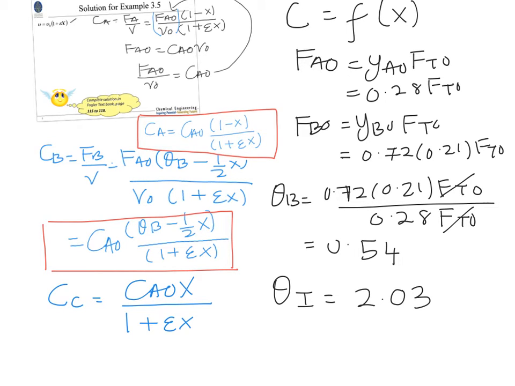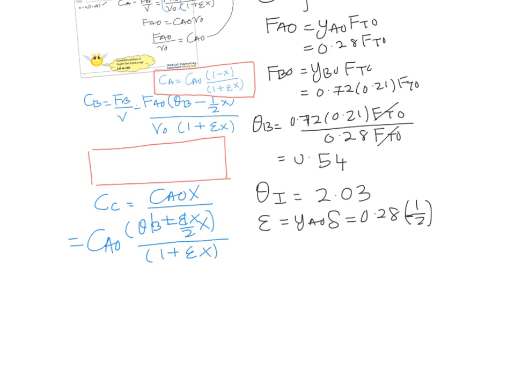And then your epsilon will be equal to YA0 times delta, where YA0 is 0.28 and the change in number of moles in the reaction is negative 1.5. So you will get epsilon equals negative 0.14.